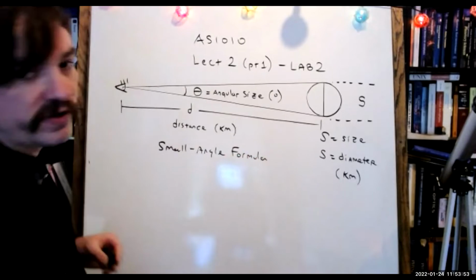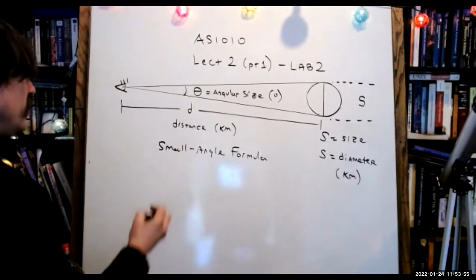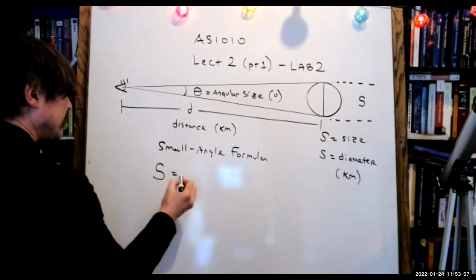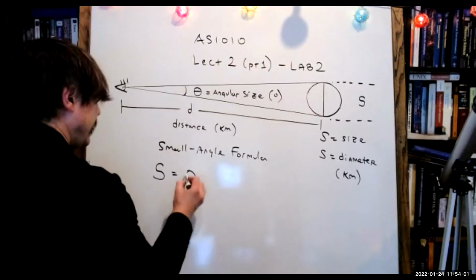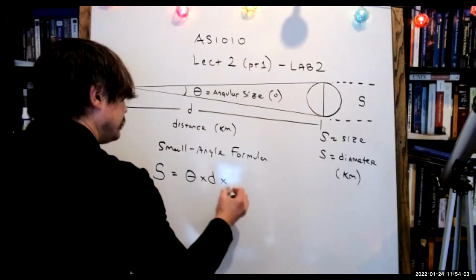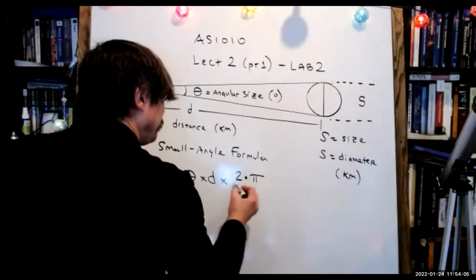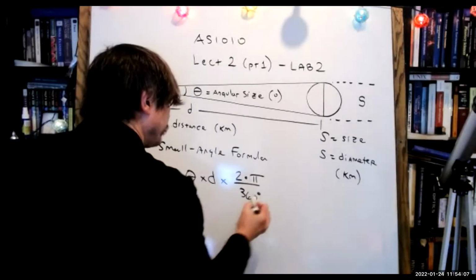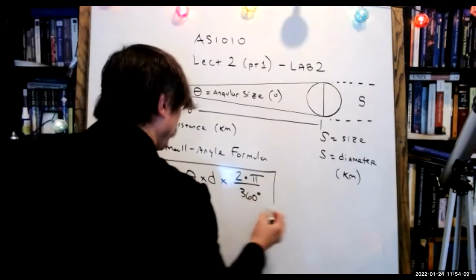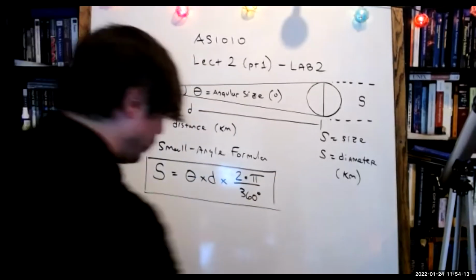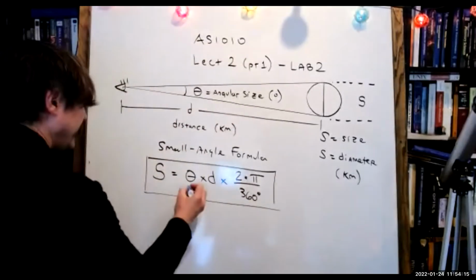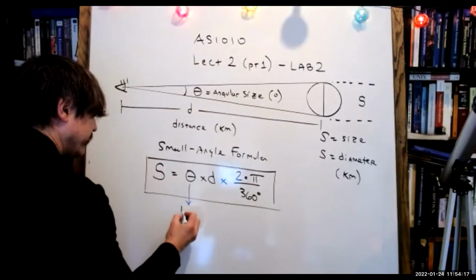This is also a chance for you to ask me questions if you had any. The small angle formula tells you that the size or the diameter of your moon or planet is its angular size times the distance times 2 pi over 360 degrees. Very important formula. The most important thing to remember about this formula is that the angular size must be measured in degrees.